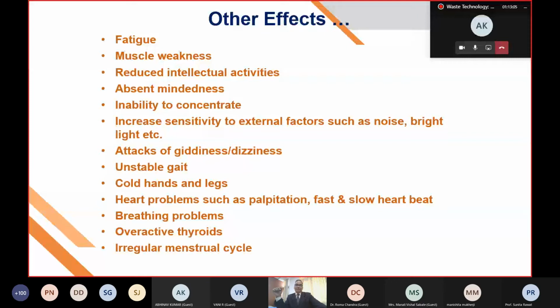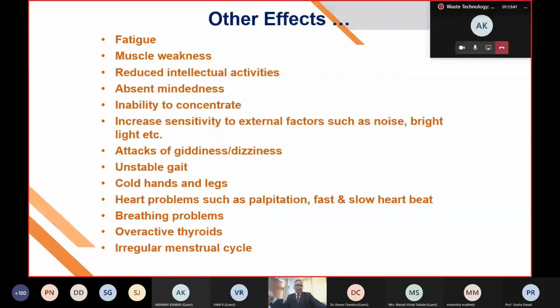Now you can think joints are also disturbed because of the external exposure. Definitely the brain, if the brain is disturbed, the coordination of locomotion, which comes from the direction of the brain, would be disturbed if the CNS is disturbed. Increased sensitivity to external factors such as noise and bright light, and inability to concentrate.